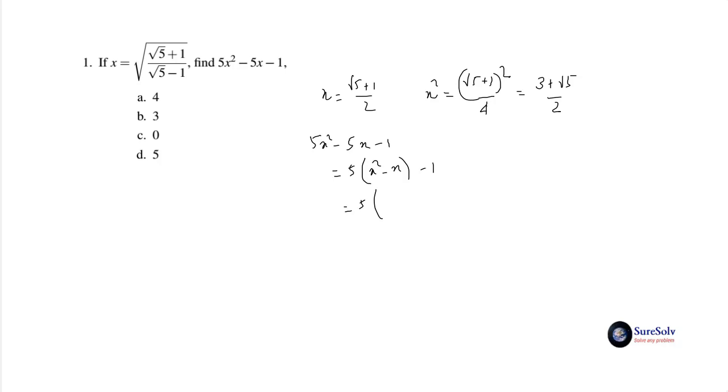If we subtract the value of x from value of x square, we get 2 by 2, which is 1. So it's just 5 times 1 and minus 1. This is 5 minus 1 equal to 4.